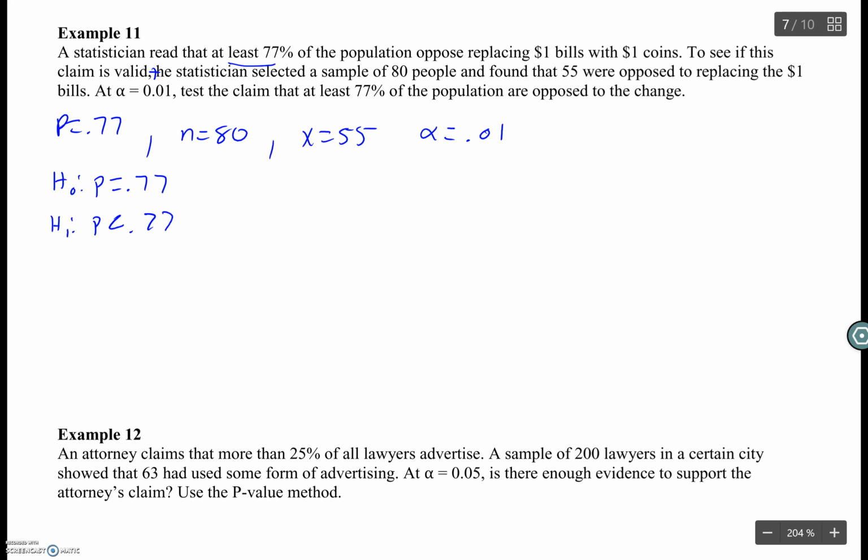And if you want to think about it, you can say greater than or equal to in there. But I try not to, because I want to keep with the thing that we're only putting equal to in the null. So this one's slightly different because of that. Our claim is in the null.